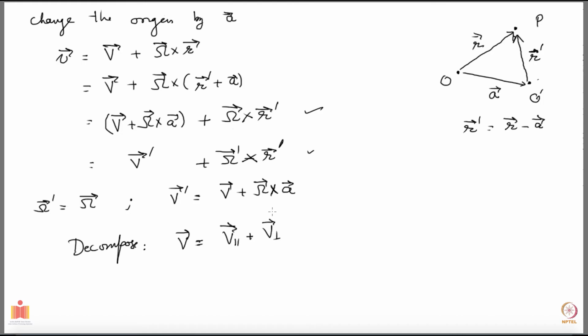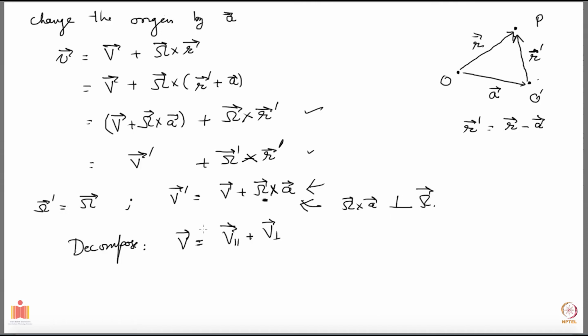Okay, and what is this relation telling you? This relation is telling you that under a shift of origin, only the perpendicular components change. Right? Because this is perpendicular to omega, meaning the parallel component is not going to change. Okay? Because omega cross A is perpendicular to omega.